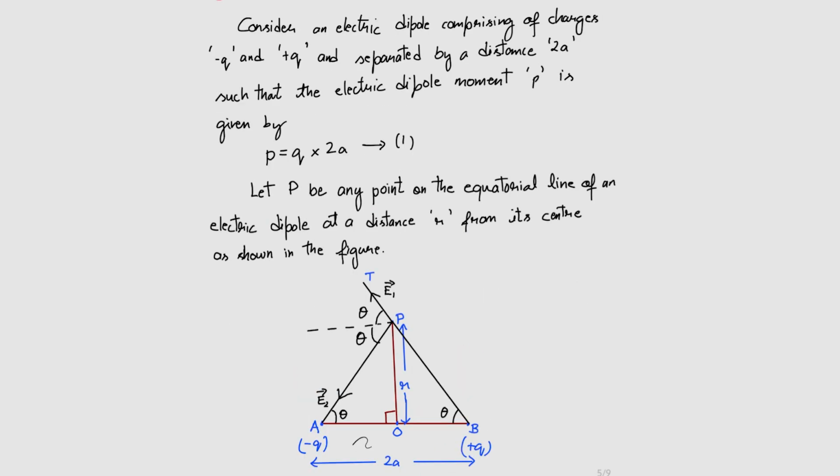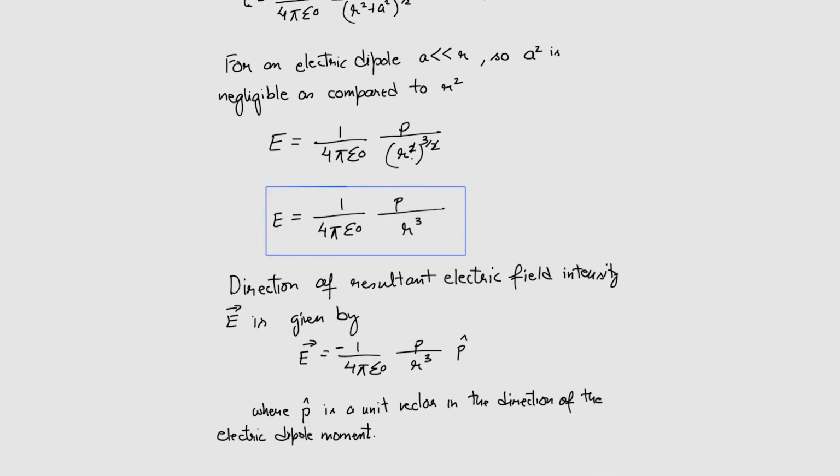The direction of the dipole moment is always from negative to positive. So this is the direction of the dipole moment P, pointing from A to B. The electric field at this point points from P in the opposite direction. So the resultant electric field is in this direction. This is the vector form of the electric field on the equatorial line.